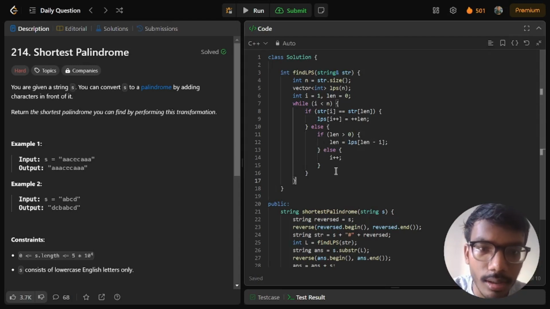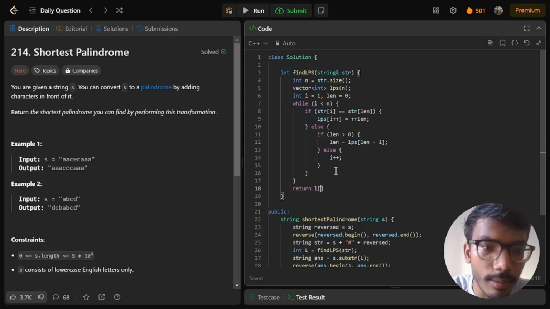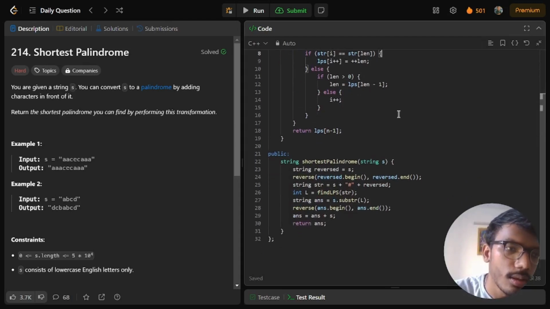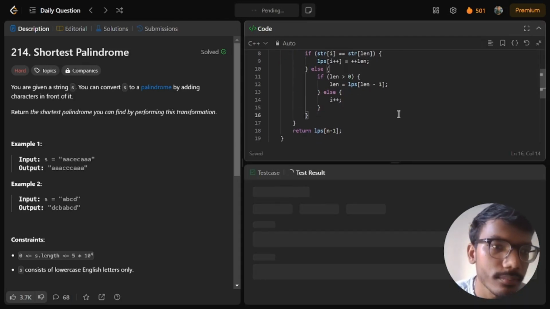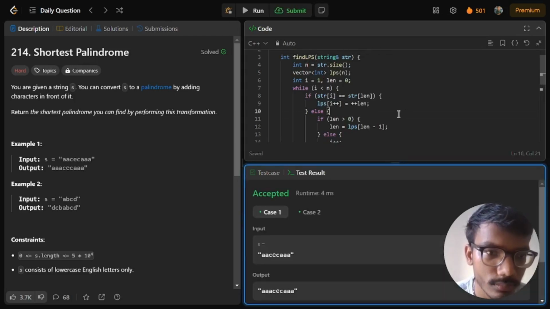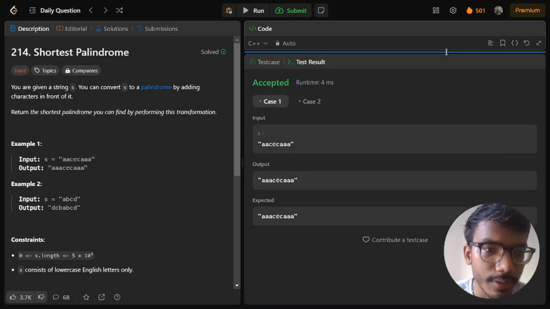And I simply return LPS of n minus 1, correct? So I hope this should work. Let me just check once again. If my length is positive, okay, so yeah, this should work. Let us just compile. As you can see, we got accepted.